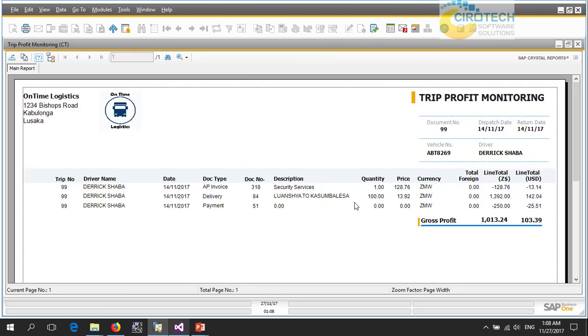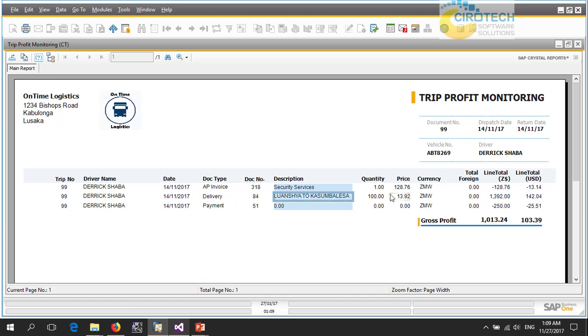In this example trip, there are 3 items. One is an AP invoice from a security services company, and this might have been a guard service for the truck having broken down along the way. The second line shows revenue based on a delivery that was done, a successful delivery, and the third basically shows us a trip allowance that was given the driver before he left for the trip, and then it shows us the gross profit of that specific trip.